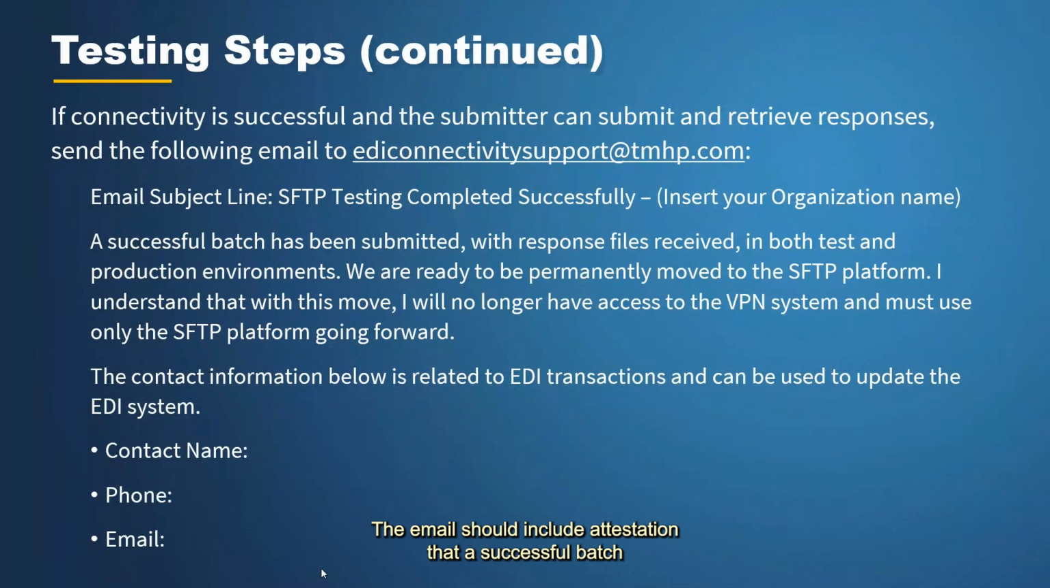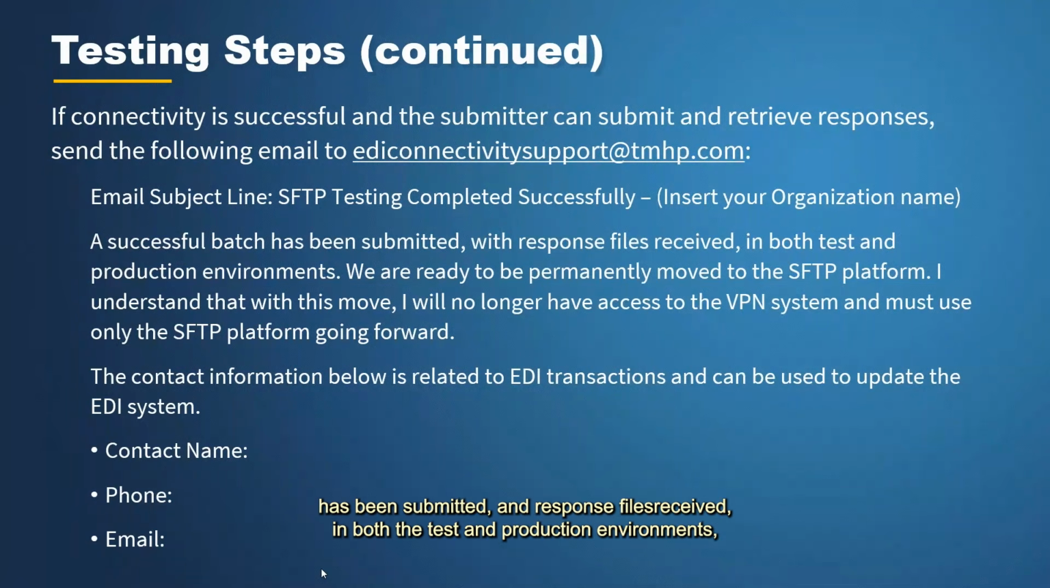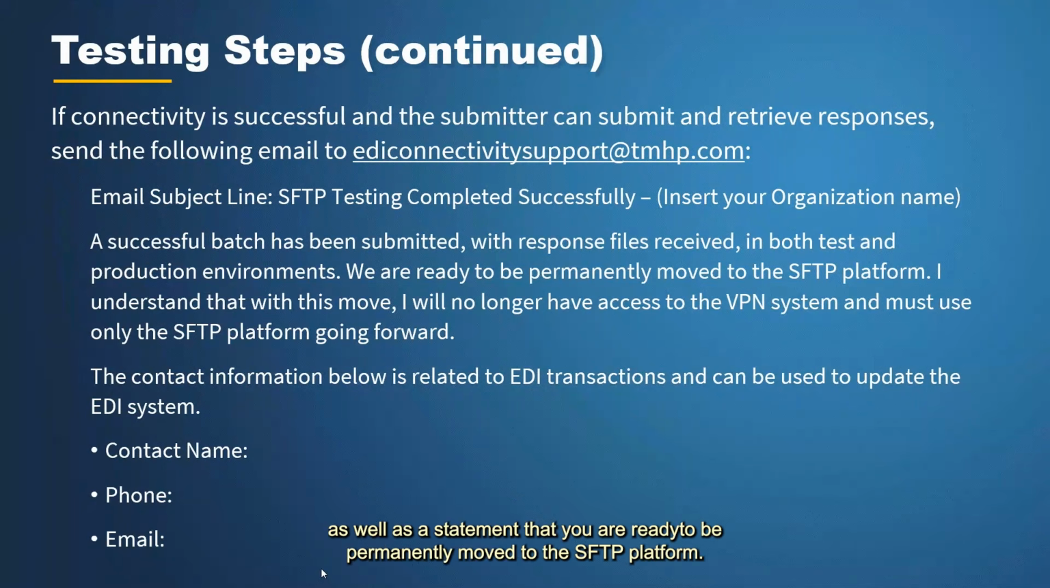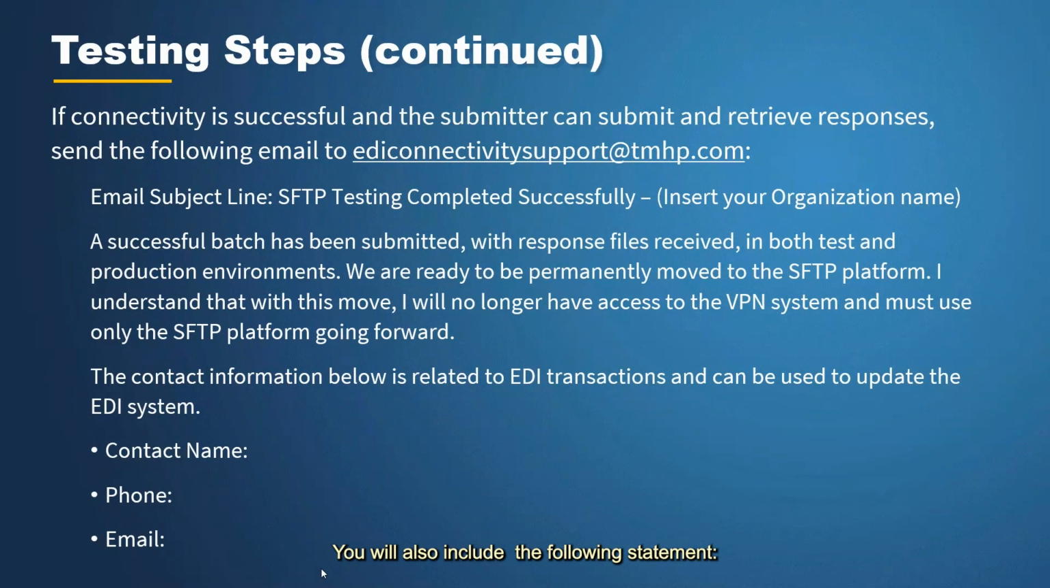The email should also include attestation that a successful batch has been submitted and response files received in both the test and production environments, as well as a statement that you are ready to be permanently moved to the SFTP platform. You will also include the following statement. I understand that with this move, I will no longer have access to the VPN system and must use only the SFTP platform going forward. Provide the contact name, phone number, and email address for your organization for EDI transactions.